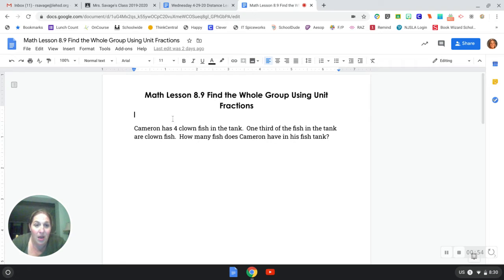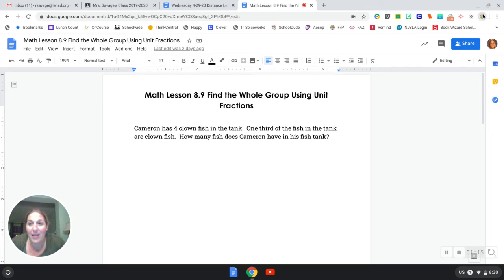Okay, so here we go. We're using unit fractions again. And now, instead of knowing the whole group and finding out what's the portion of the whole group, we are going to find the whole group. If that completely confused you, I'm going to explain it now, okay?